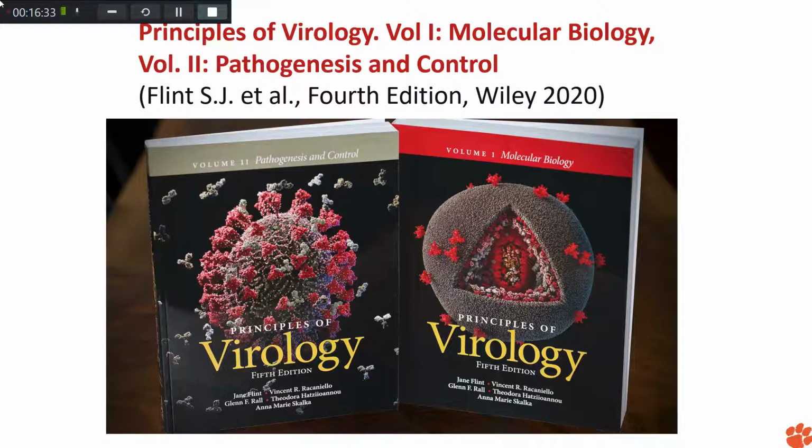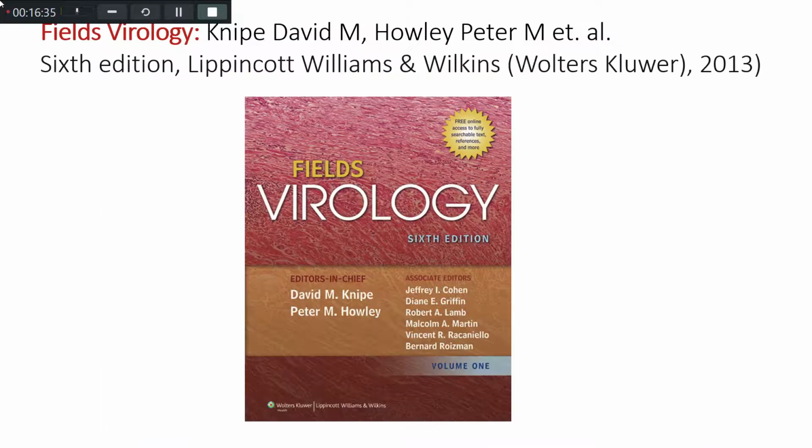All right, so that's the primary book, and then this is Fields Virology. No way you're just going to buy that. This costs $600 for two. These are basically the encyclopedia of virology, and there will be some material that I will pull from here. They will all be given at the bottom of the PowerPoint.